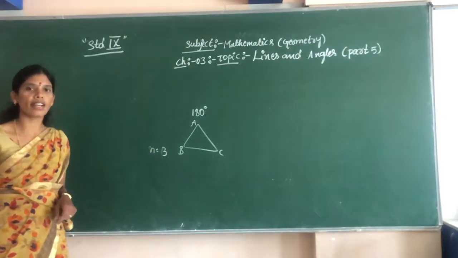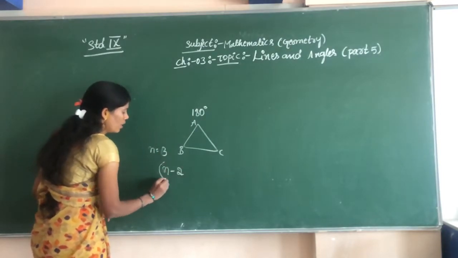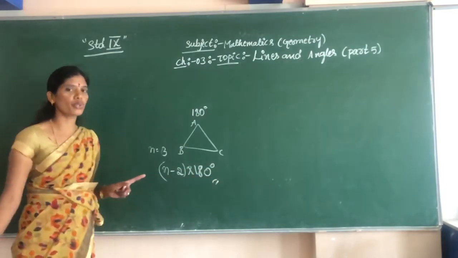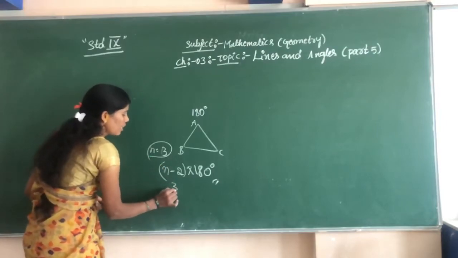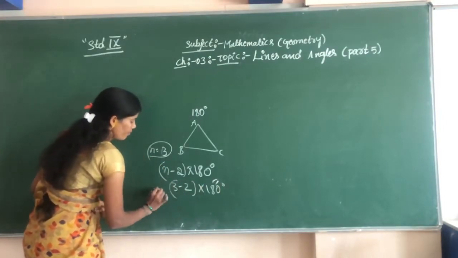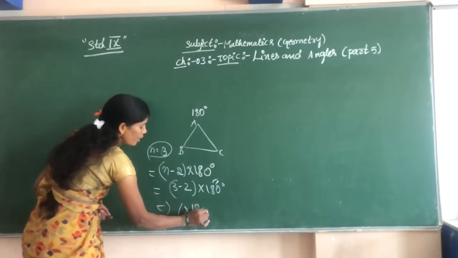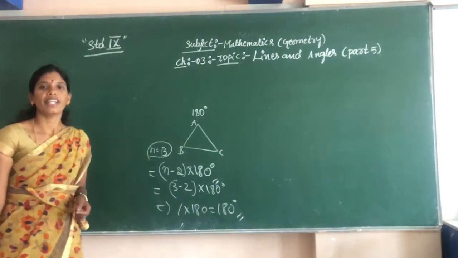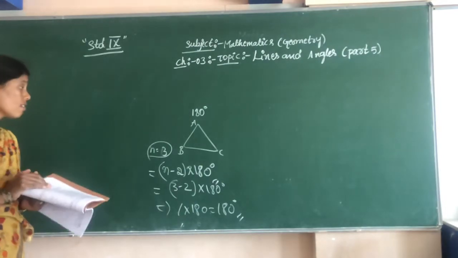There is one formula, no? (n minus 2) into 180 degrees. How many sides are there? 3 minus 2 into 180 degrees is equal to 1 into 180 degrees, which is 180 degrees. This is how 180 degrees comes. You may copy that, but it is not necessary.